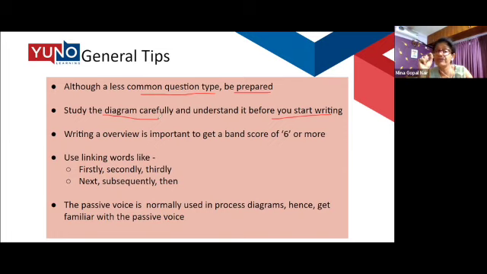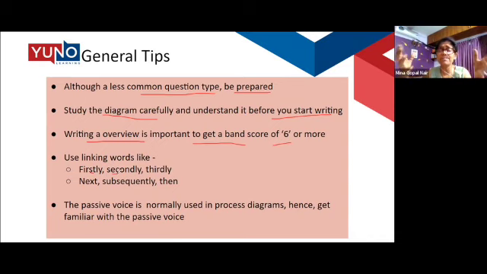Those few minutes, maybe 1, 2, 3 minutes that you take to study the diagram will help you to write faster. Next, writing an overview. I have already mentioned this. I'm repeating this because it is important if you want to get a band score of 6 or more. Use linking words like firstly, secondly, thirdly. It's a process. So one step follows another step.